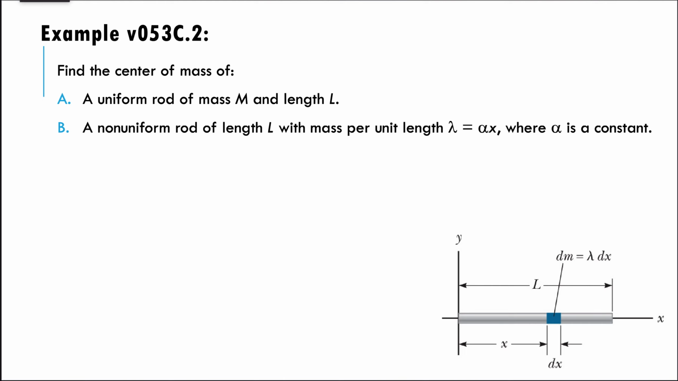This is an example from video 53C on the center of mass. In this example, we want to find the center of mass of an extended object. We have a uniform rod and we want to find the center of mass for the first part. Uniform means that the mass is evenly distributed. The second part is going to be a non-uniform rod, so the mass is not evenly distributed throughout the rod.